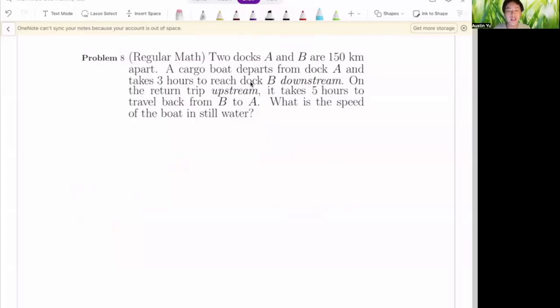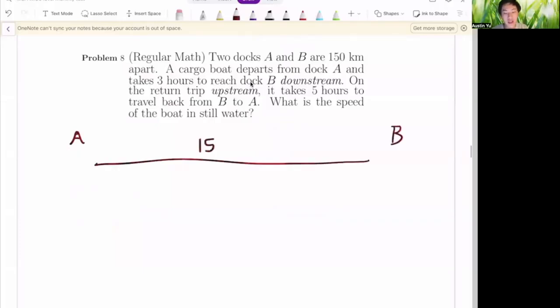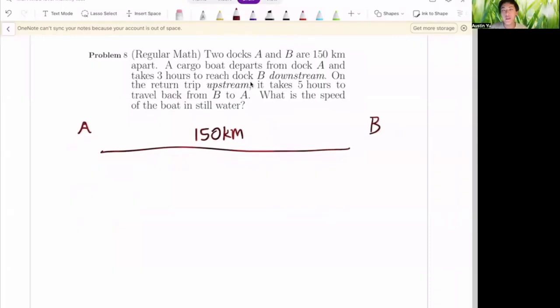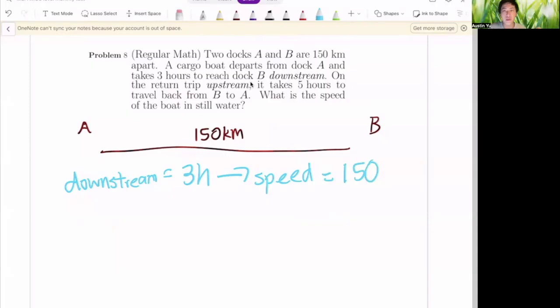So let's calculate the distance between both docks, A and B. It's already established that it's 150 kilometers, right? No complications there. And then we have to figure out the downstream time, which is going to be 3 hours. And then the speed is 150 kilometers apart, divided by 3 hours, since it takes 3 hours to reach dock B, which equals 50 kilometers an hour. This is going to be your downstream speed.